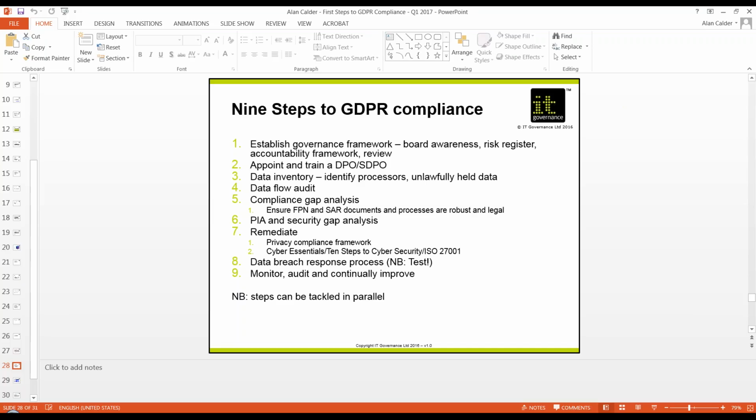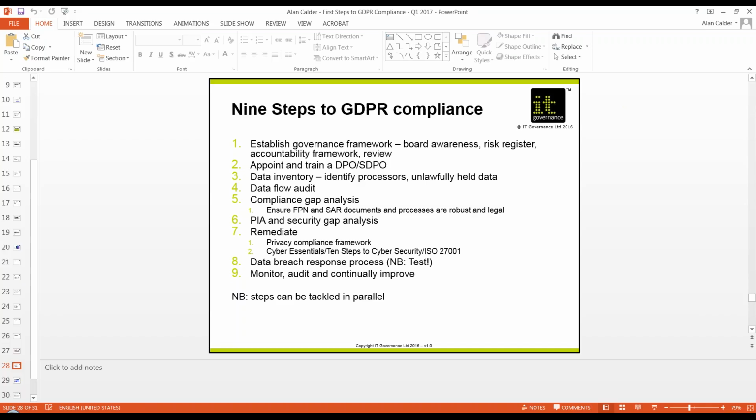Look at how the data you've gathered flows through the organization and the different places in which it might be vulnerable to attack or loss or any other compromise. On the basis of that, you can do a gap analysis. I'd suggest you look very strongly at the fair processing notice and your subject access request documents, as those are going to be the first key points that data subjects encounter your organization.